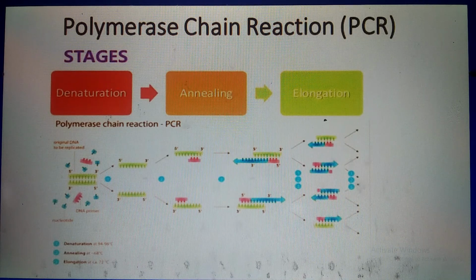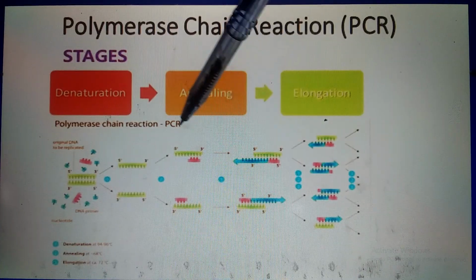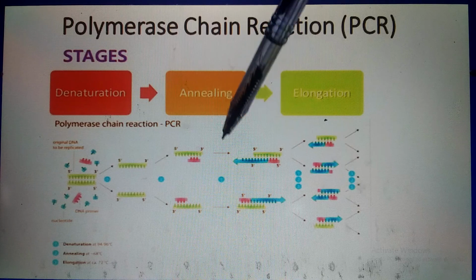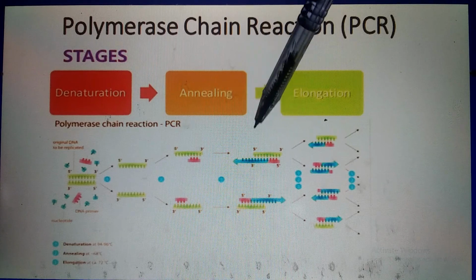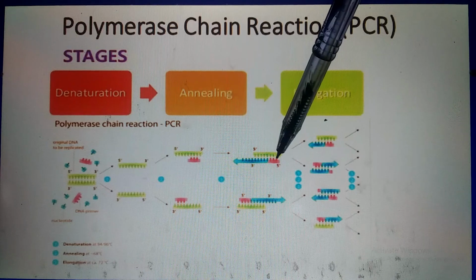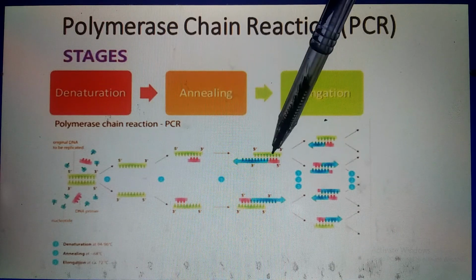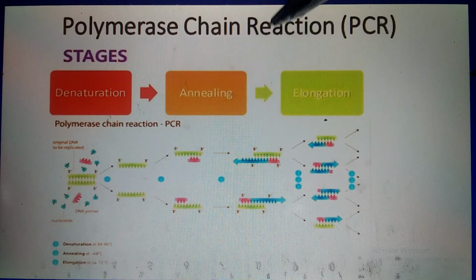In annealing, we need the primers. Primers are small nucleotide sequences, and these primers help in annealing. During the annealing process, the primers attach to the single stranded DNA, which is formed by the denaturation, and this primer attached guides or signals the nucleotides present in the PCR mixture, and then these deoxynucleotides move towards the single stranded DNA and form the double stranded DNA.